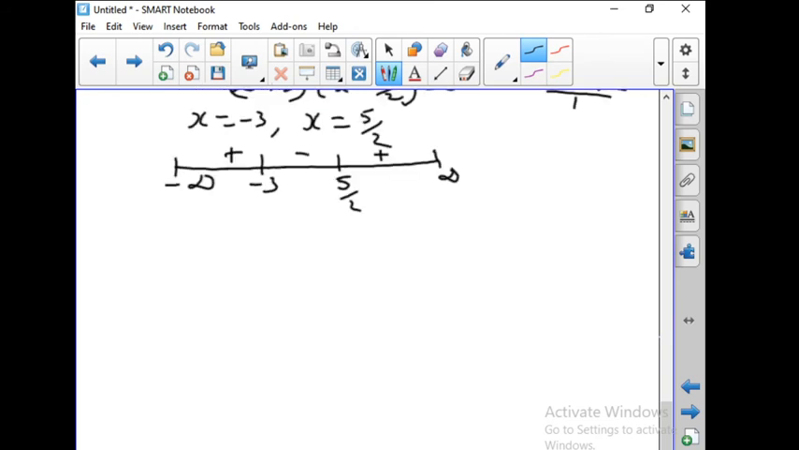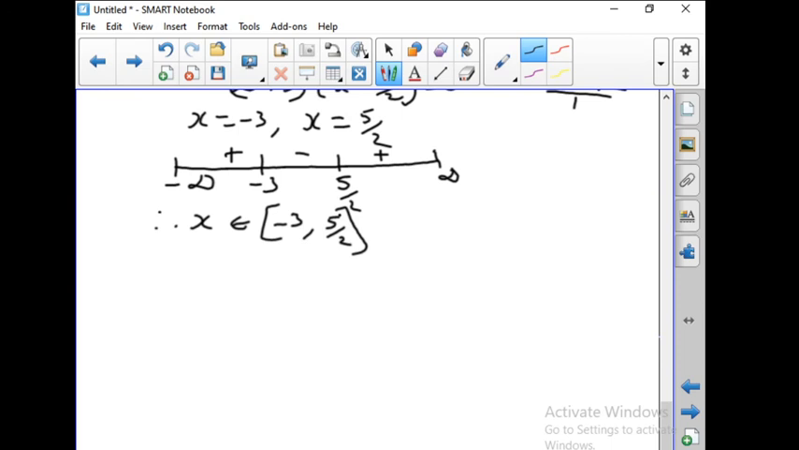Now, what is the inequality? It is less than or equal to 0. So, less than or equal to 0 means it should be negative. In which interval is it negative? Between −3 and 5/2. And here less than or equal to is given. Therefore, x belongs to the closed interval [−3, 5/2]. Clear?